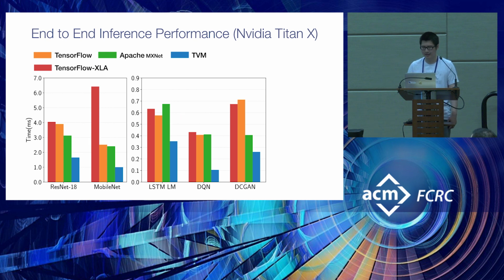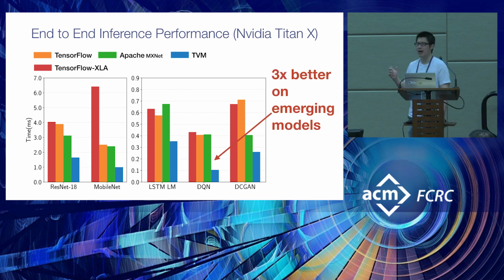But the most exciting thing for me is if you look at the far right. This is the deep Q-learning model. You can find there's a 3x gap between the existing frameworks and the TVM-based solution. So why is there a 3x gap? By the way, the deep Q-learning model is the model used by DeepMind to play Atari games. You can argue that maybe playing games is not as important as recognizing dogs, which could be true. But you can guess what's happening here.